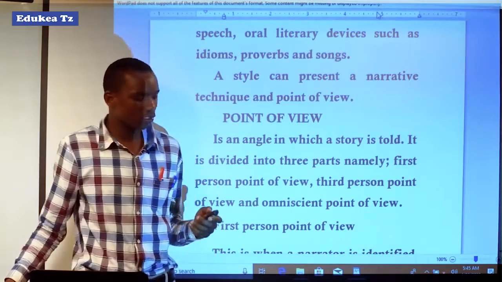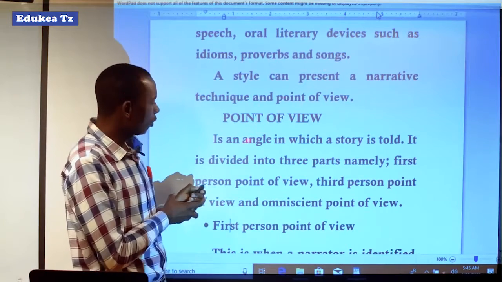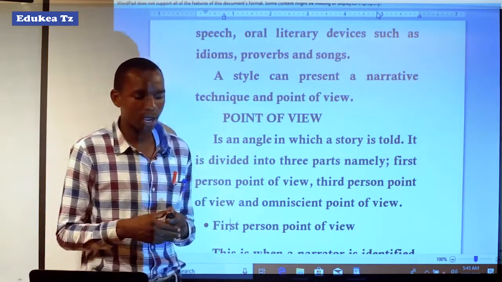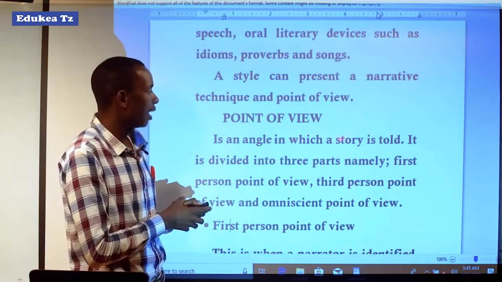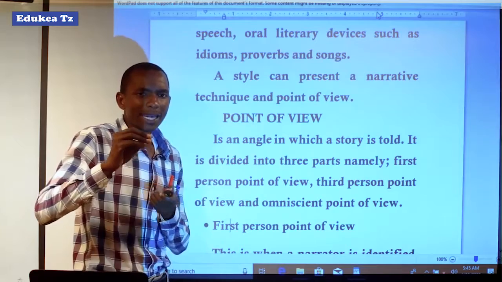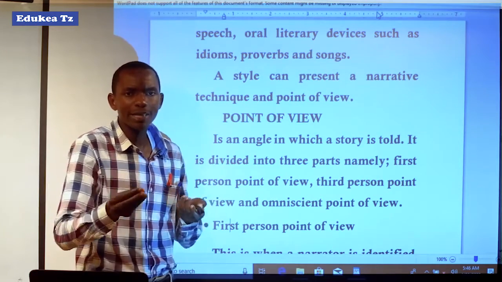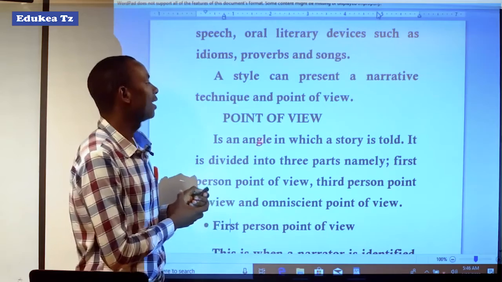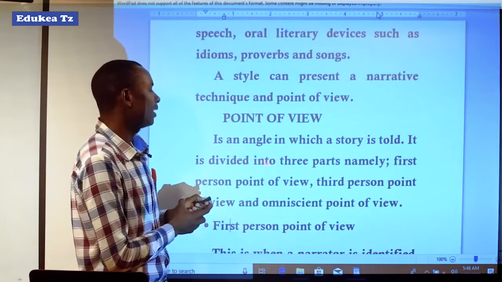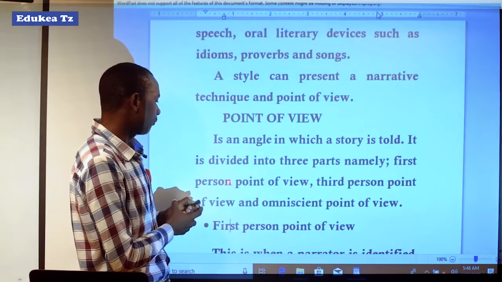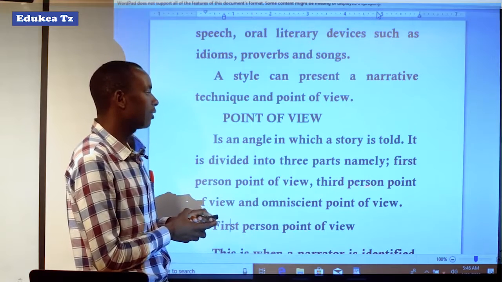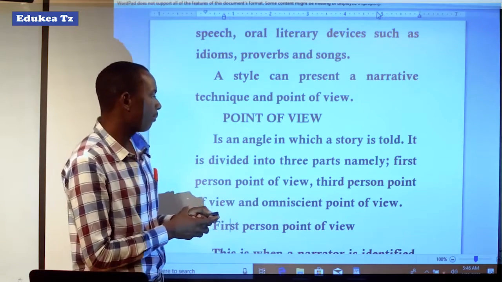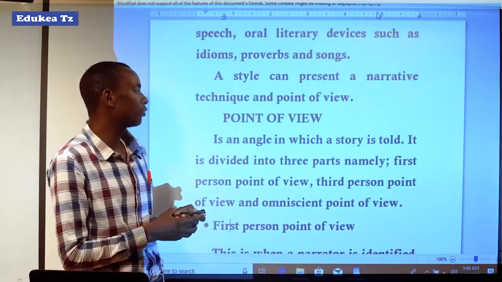There is another issue which is known as point of view. Point of view is the angle from which a story is told. When you are reading any kind of literary work, we have to find out the angle from which the story is told, narrated, or presented. We call it point of view. It is divided into three parts, namely the first person point of view, the third person point of view, and the omniscient point of view. Let us study those three parts of point of view as follows.